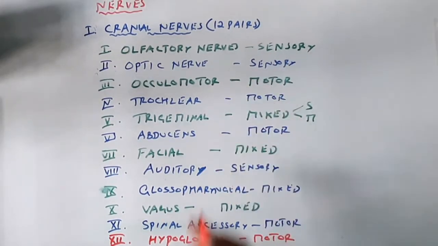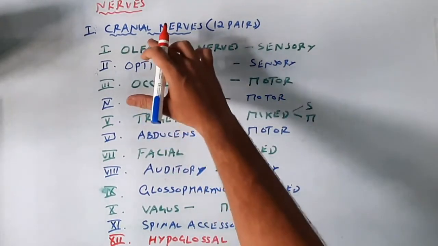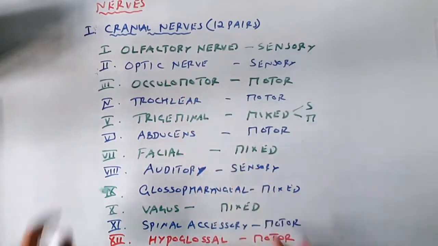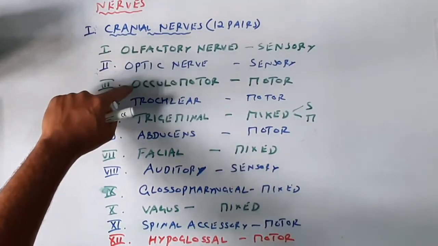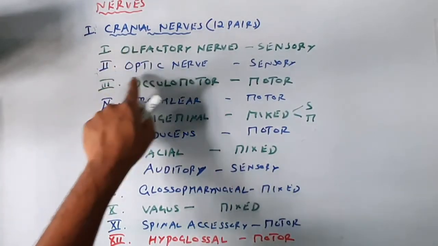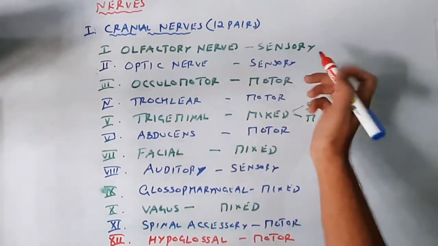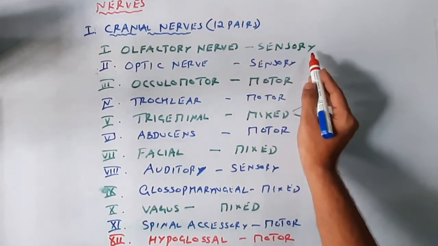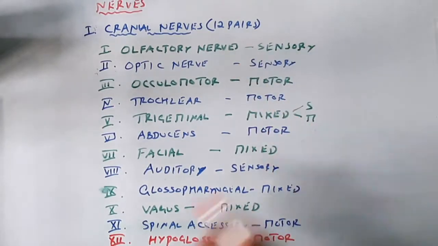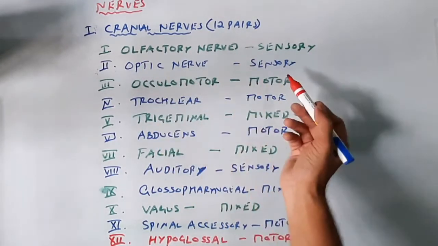So these are the 12 pairs of cranial nerves. You have to mug up this. Okay. So we have triple O, 1, 2, 3: olfactory, optic, and oculomotor. And the function is also already given here. Olfactory means sensory. Olfaction, that is smell. So optic also sensory, that is vision.